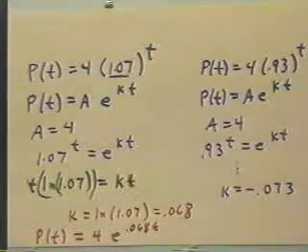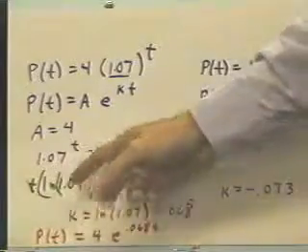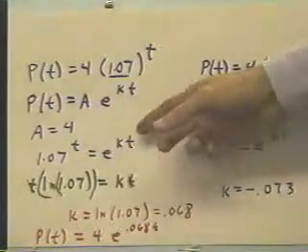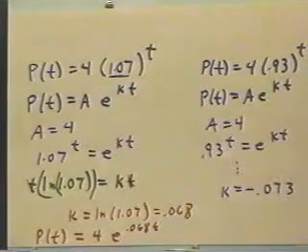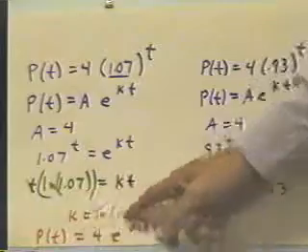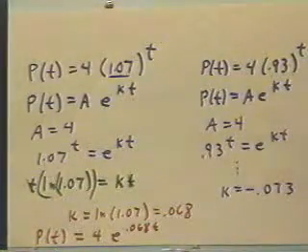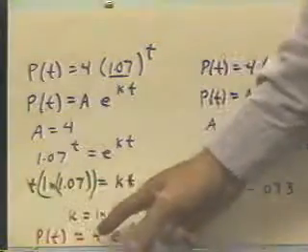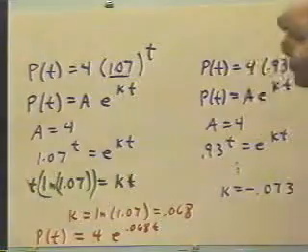We take the natural log of both sides. The natural log of 1.07 to the t is t times the natural log of 1.07. Natural log of e to the kt, natural log being the inverse function of e to the kt, just gives us kt. The t's divide out, and we end up with k equal to the natural log of 1.07, which is approximately 0.0677. So we end up with p of t equals approximately 4 times e to the 0.068t.